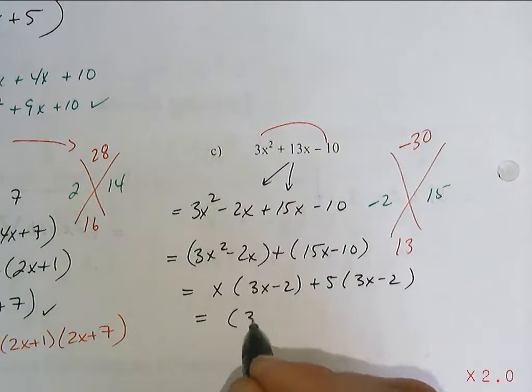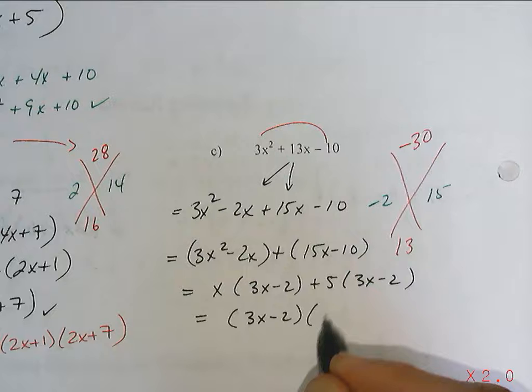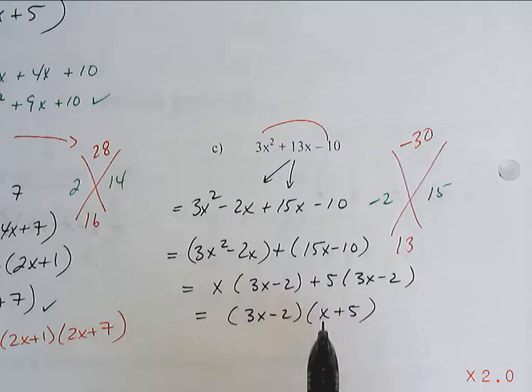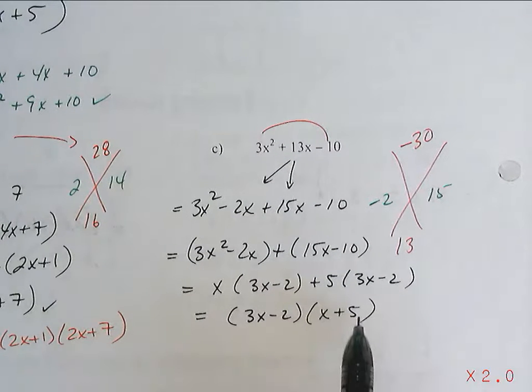We're going to common factor out the 3x minus 2 and the x plus 5. Let's check it. 3x times x is 3x squared. 3x times 5 is 15x. Take away 2x is 13x. Negative 10. We're good to go.